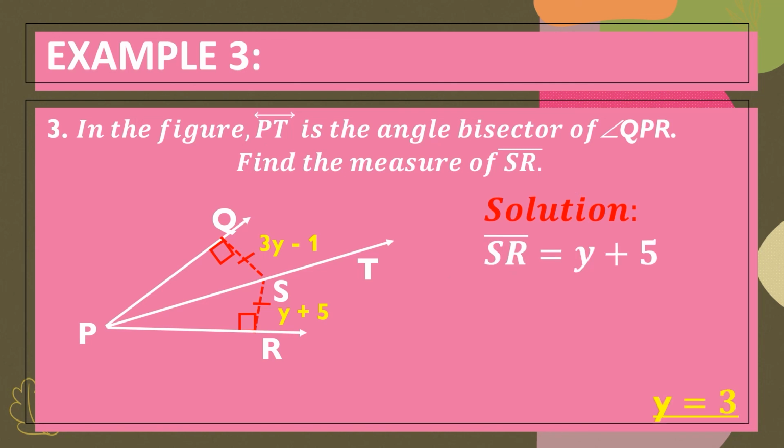Since the problem asks to find the measure of segment SR, we have SR is equal to y plus 5. Substitute the value of y, which is 3. So SR is equal to 3 plus 5. And the final answer is 8 units.